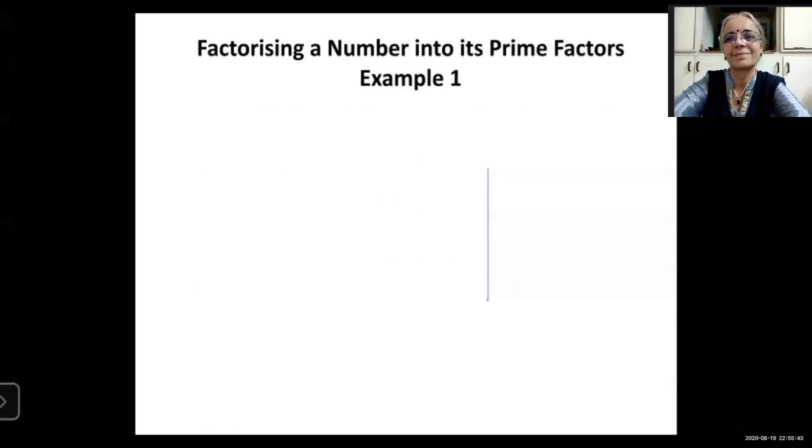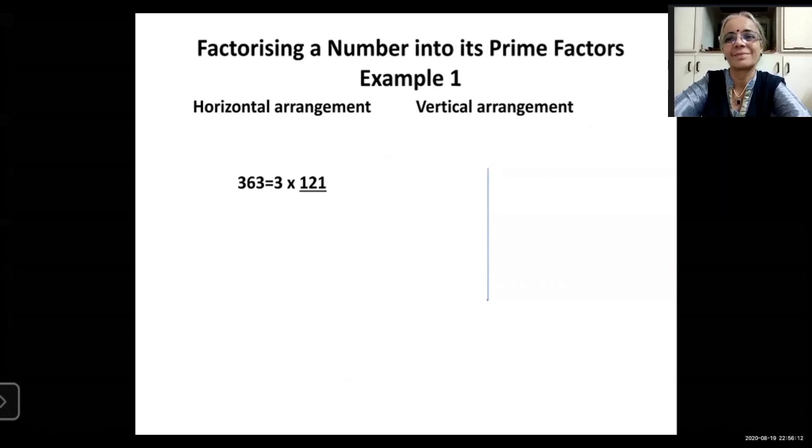But before that, as I said, it can be written in horizontal arrangement or in vertical arrangement. Children, the thinking pattern is the same, only the writing pattern is different. Now look here. What is the number I gave you? 363. The first step is already solved for you. Now, just think. 3 plus 6 plus 3 is equal to 12. So this number can be divided by 3. Decided. So the first step, deciding which number to divide by, is over.